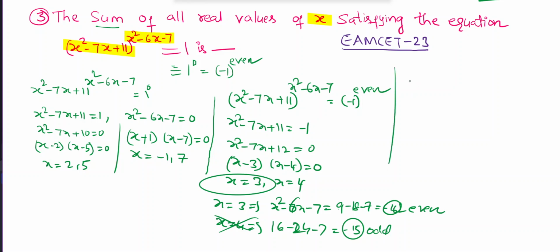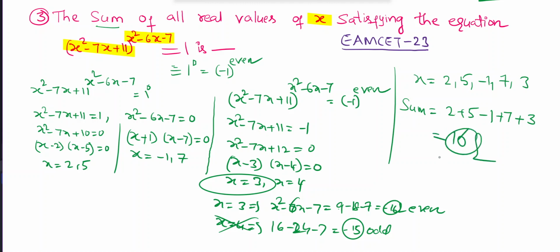So the values of x are x is equal to 2 comma 5 comma minus 1 comma 7 comma 3. So here it is asking the sum of all real values. So sum of this is equal to 2 plus 5 minus 1 plus 7 plus 3. It is 2 plus 5 is 7, 7 plus 7 is 14, 14 plus 3 is 17, minus 1, that is equal to 16. This is the final answer. The sum of all real values is 16.